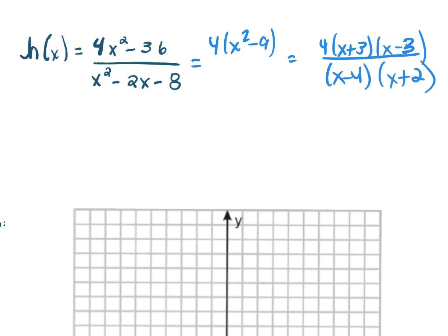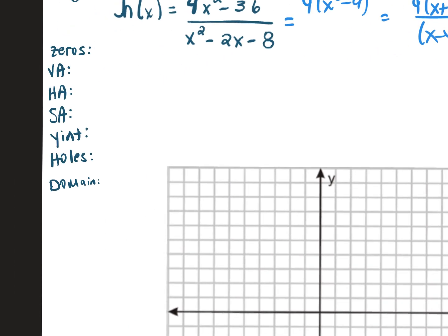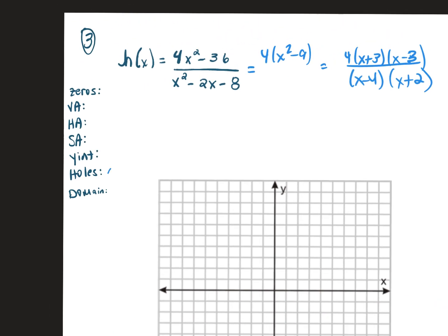Are there any holes? No. How do you know that? There's nothing that's exactly the same on top and bottom. Go ahead and write none. As soon as you recognize that there's no holes or no slant asymptote or no horizontal asymptote, write none. So you guys get that off of your mental to-do list.